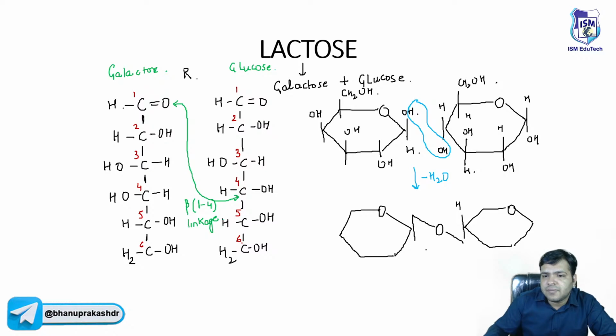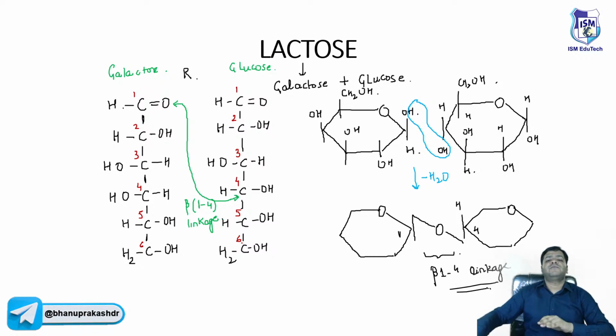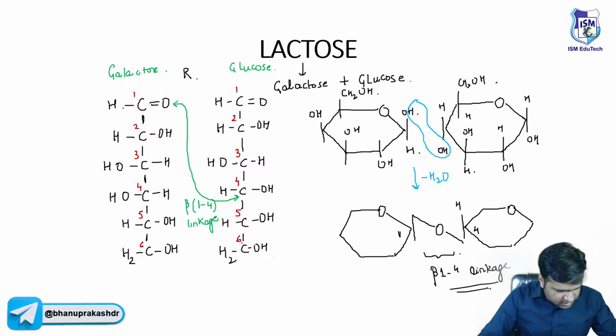So this is what is referred to as the beta 1,4 linkage. First carbon linked to the fourth carbon, beta 1,4 linkage. Yes, glycosidic linkage. I hope this is clear to everyone, beta. Just give me a thumbs up if it is clear to everyone. Perfect.